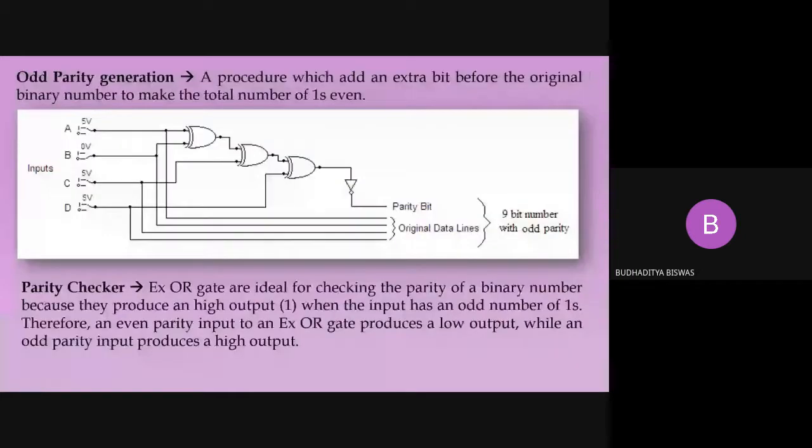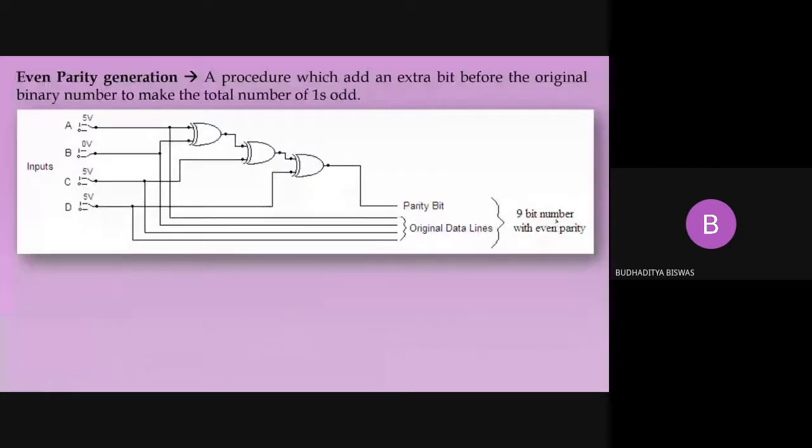5-bit number. Total 4-bit data are there along with the parity bit. It will always generate the 5-bit. So a 5-bit number with odd parity, and that is a 5-bit number with even parity.